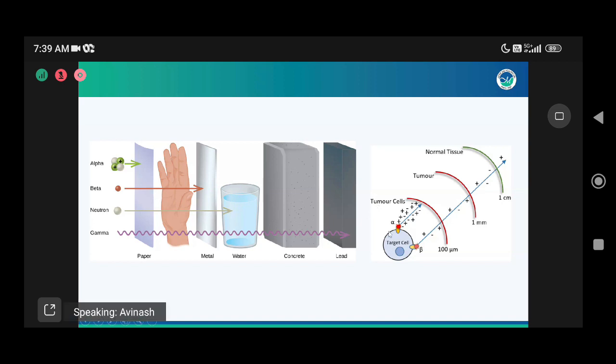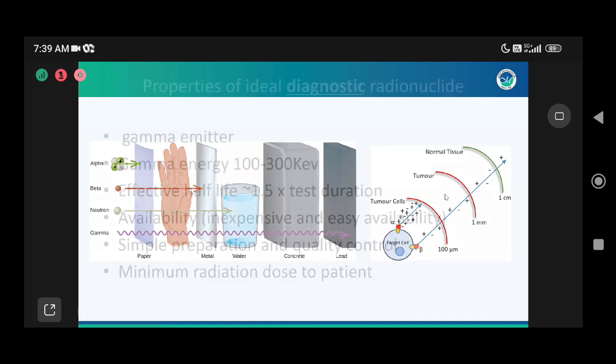The right side diagram summarizes the ionizing power. With alpha emission there is significant ionization, whereas beta emission has relatively moderate ionizing power, and gamma rays don't literally have any ionizing power.